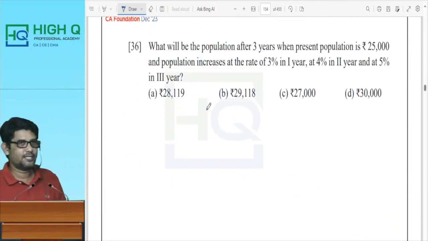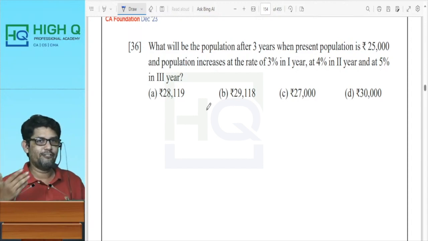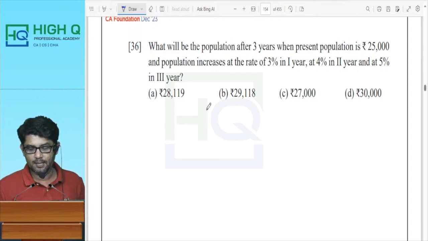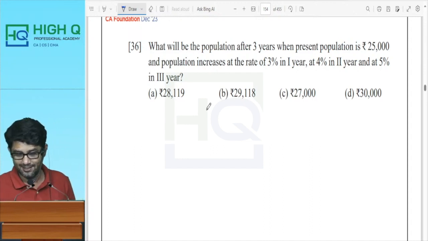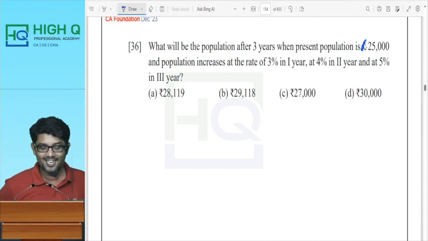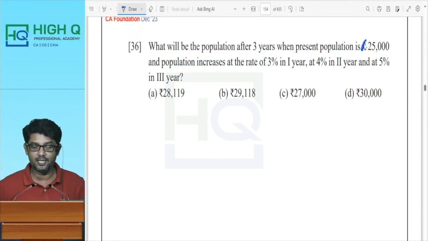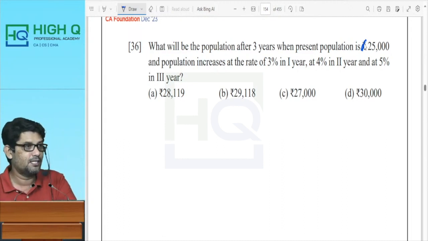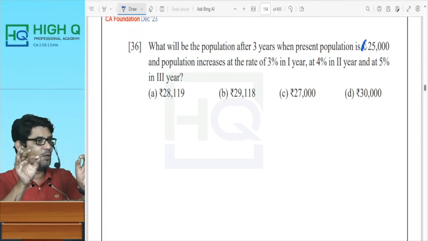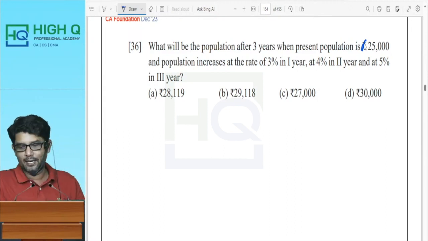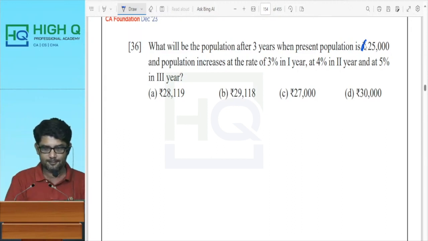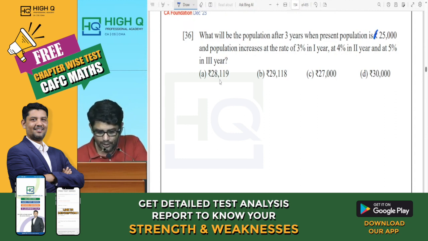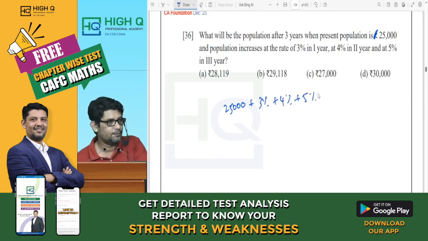Now can you try this? See, now my job is simple, my dear. Now you'll keep on giving me the answer. What will be the population after 3 years when present population is 25,000? The population increases at the rate 3% first year, 4% second year, 5% third year. I already told you population means compound interest. So now you'll keep on adding the interest. Very good. So what you'll do? 25,000 simply plus 3% plus 4% plus 5% on the calculator.